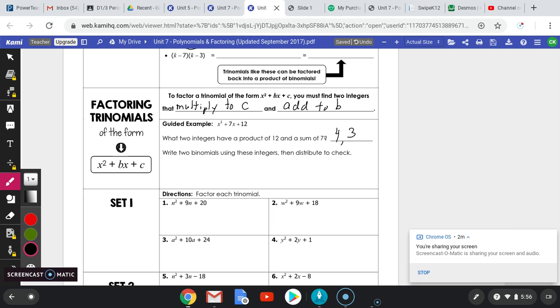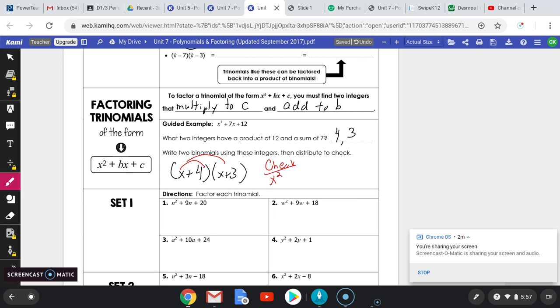So to write the binomials, you're just going to write the binomials using these integers. So x, or whatever variable you have, plus 4, x plus 3. And you could check yourself by just distributing. x times x, x squared. x times 3, 3x. 4 times x, 4x. 4 times 3, 12. And do I get back to the same result? I do. So I know I have the correct answer.